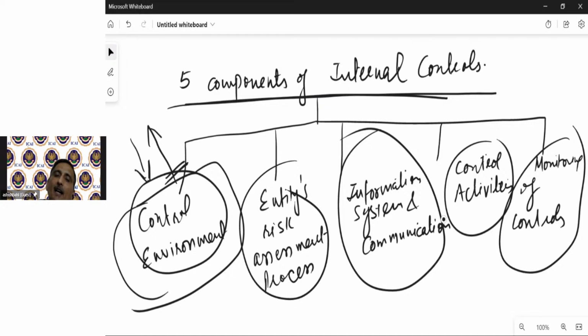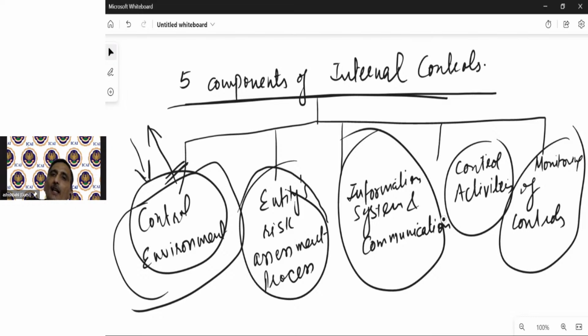Now we come to the entity's risk assessment process. What is the entity's risk assessment process? Now, students, there are two things. We are talking about risk. Till now you have studied audit risk. Now we are talking about business risk. There is an audit risk: I am an auditor, so there is a risk for me that I would be issuing an inappropriate report, an inappropriate opinion.